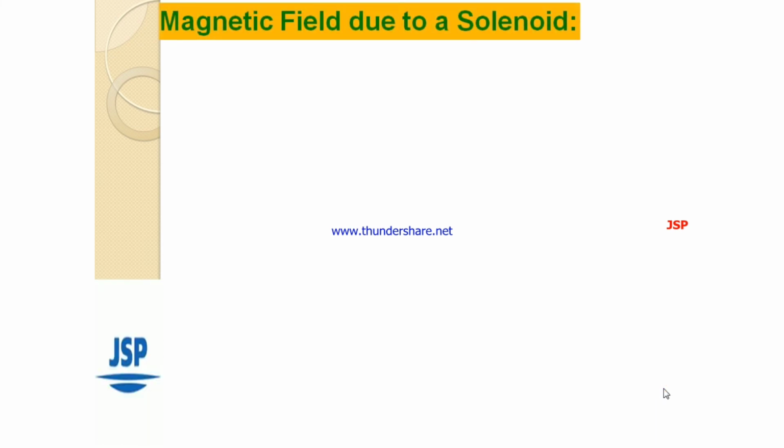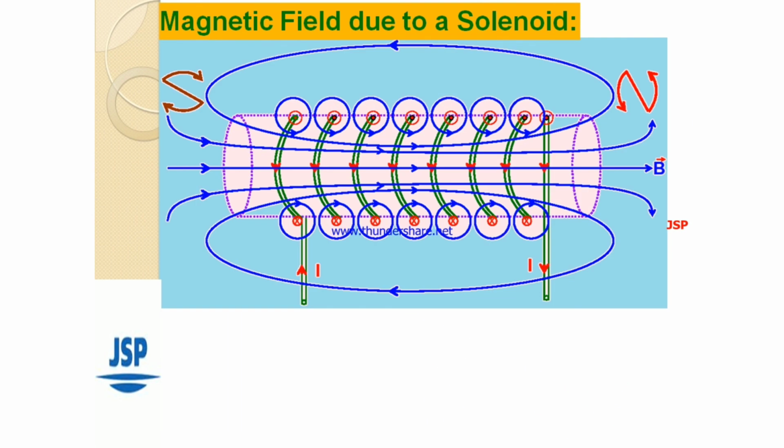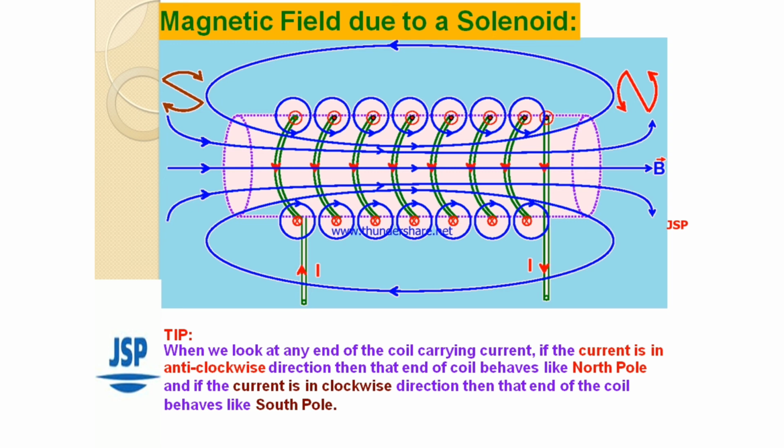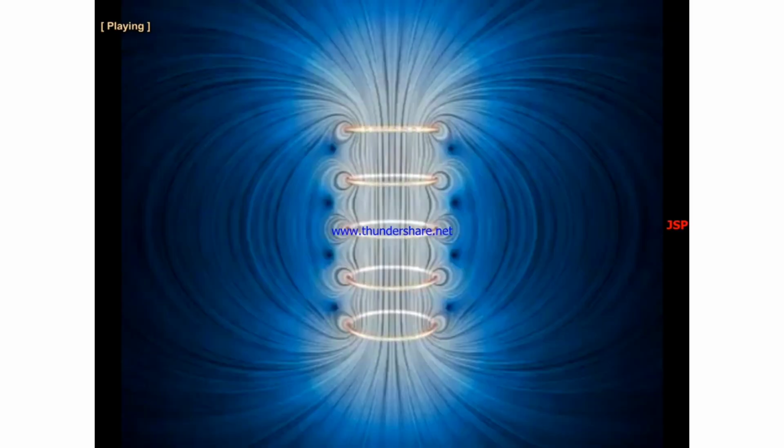Magnetic field due to a solenoid. Tip: when we look at any end of the coil carrying a current, if the current is in anticlockwise direction, then that end of the coil behaves like a north pole, and if the current is in clockwise direction, then that end of the coil behaves like a south pole.